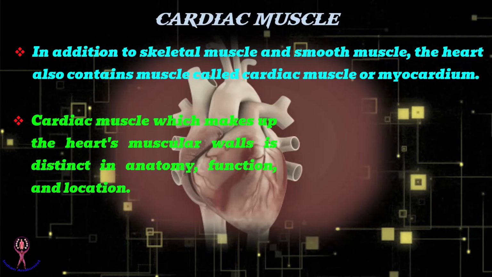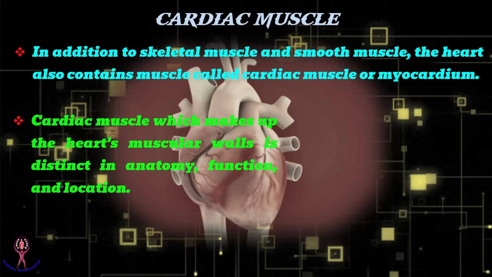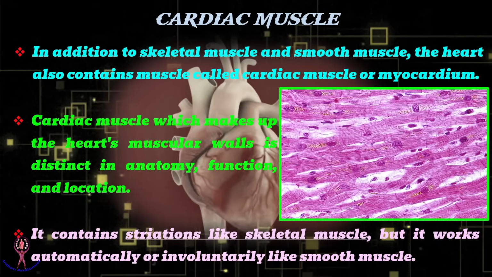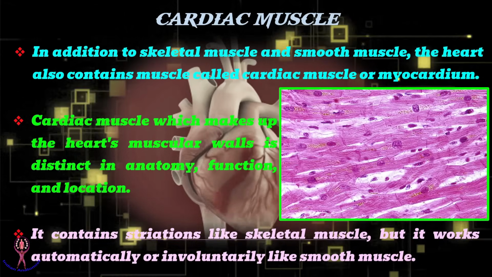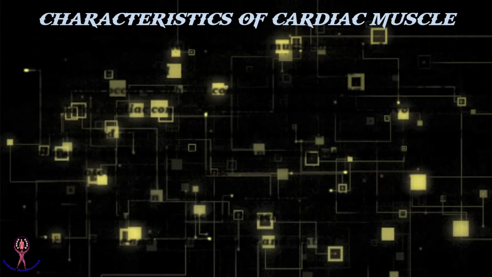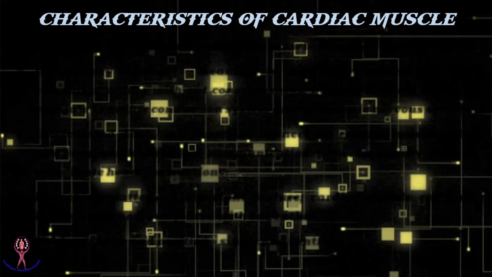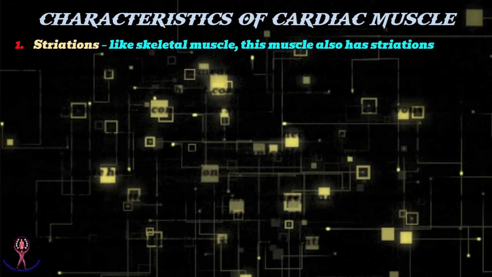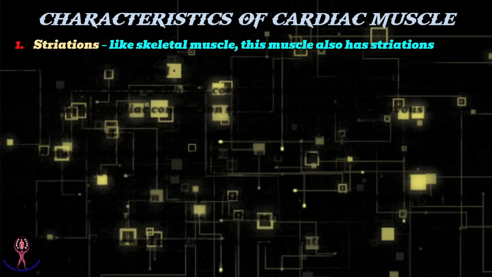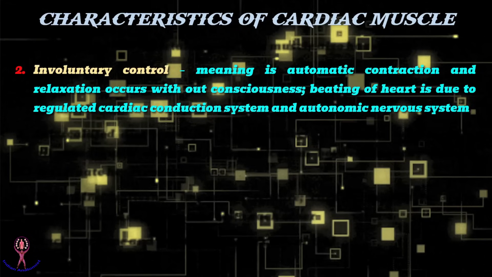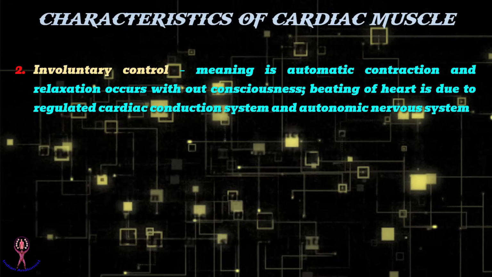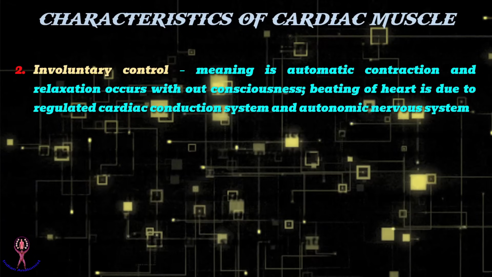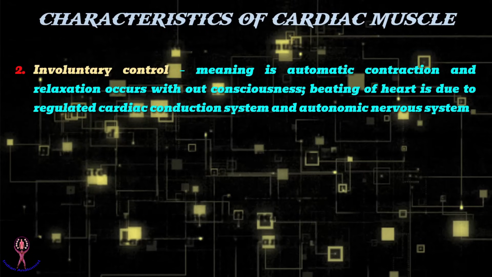Here are some key features and characteristics of cardiac muscle. Number 1. Striations. Like skeletal muscle, this muscle also has striations, but faint when compared to skeletal muscle, indicating the uniform arrangement of contractile proteins. Number 2 is involuntary control, meaning automatic contraction and relaxation occurs without consciousness.